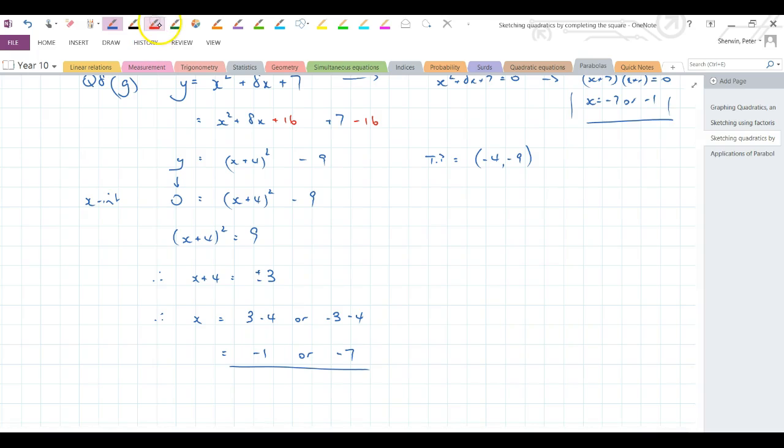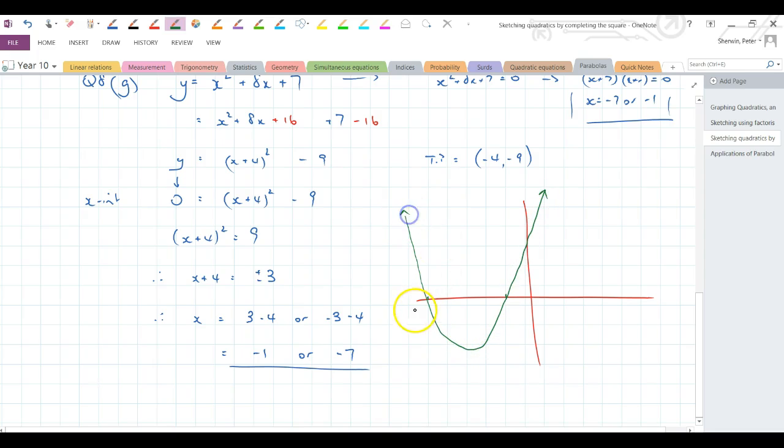So now I can sketch my parabola. I know my x-intercepts are at minus 7 and minus 1, and my turning point's there. And my y-intercept is going to be this number here, 7. So I just have to run a parabola through here like this. And that's minus 7, that's minus 1. My turning point there is minus 4, minus 9. All looking good. My y-intercept is 7. And we've done the job.